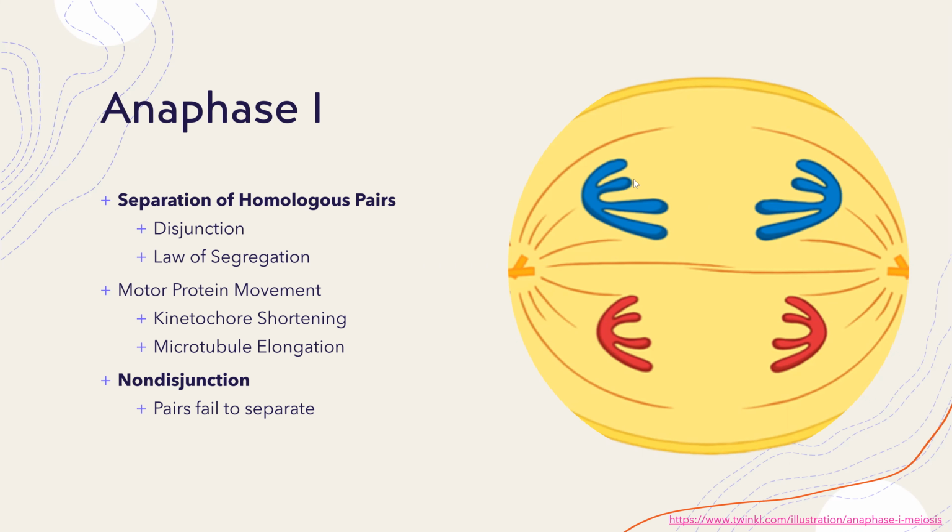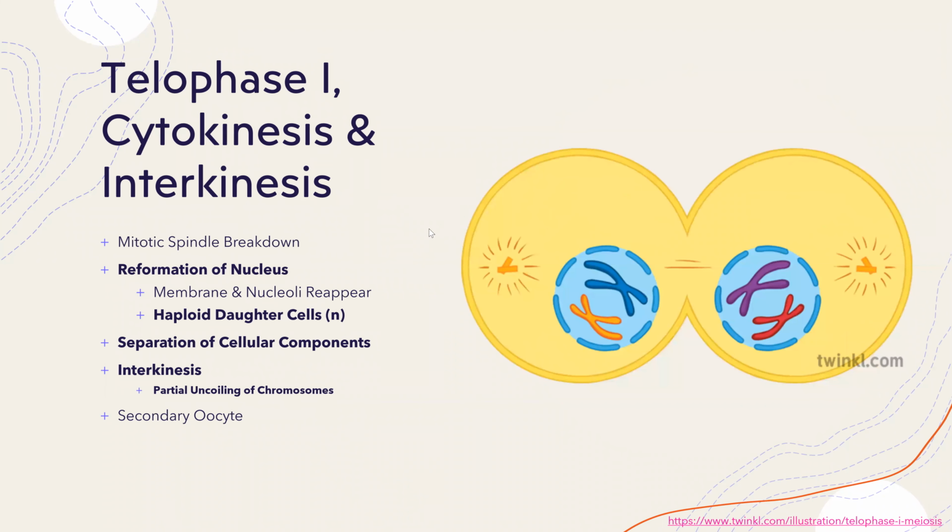chromosomes, because non-disjunction occurred. So then we have telophase 1, or telophase 1, cytokinesis, and interkinesis, because meiosis goes through 2 rounds of division. And this is, again, super similar to mitosis because you see the mitotic spindle breakdown and you see the reformation of the nuclear membrane and nucleoli.